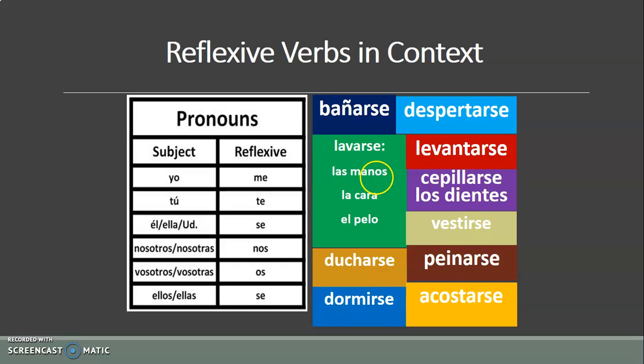Here are some expressions that have to do with la rutina diaria, so our daily routine. But all these expressions require using reflexive verbs.